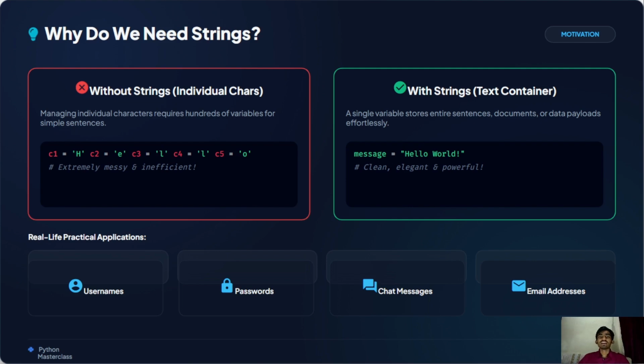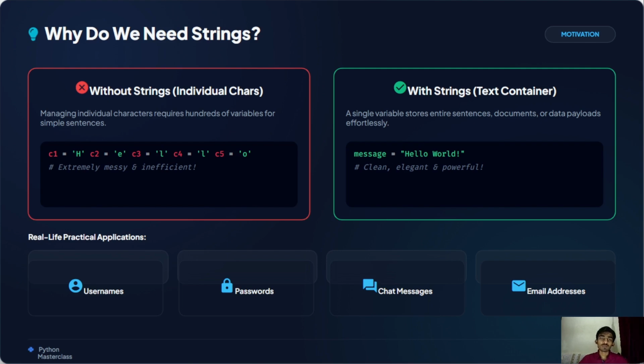Let's look at some real life examples. Whenever you log into a website, your username is stored as a string. Your password is also stored as text. Messages on WhatsApp, Instagram, Telegram are all strings. Email addresses, website URLs, search queries, product names, book titles, all of them are strings. So every real world software application works with strings almost constantly.